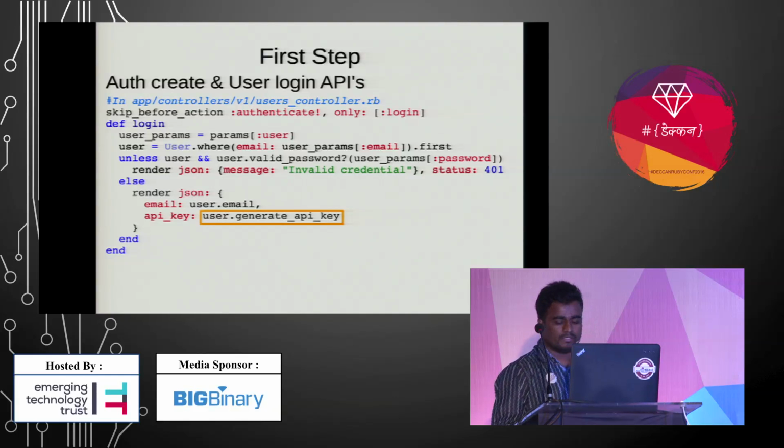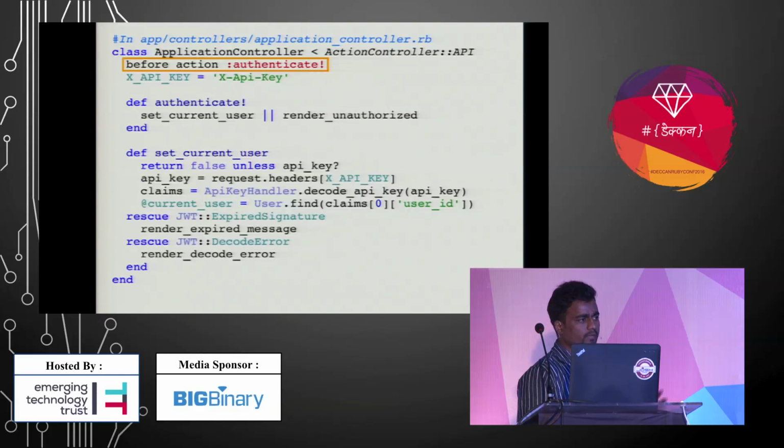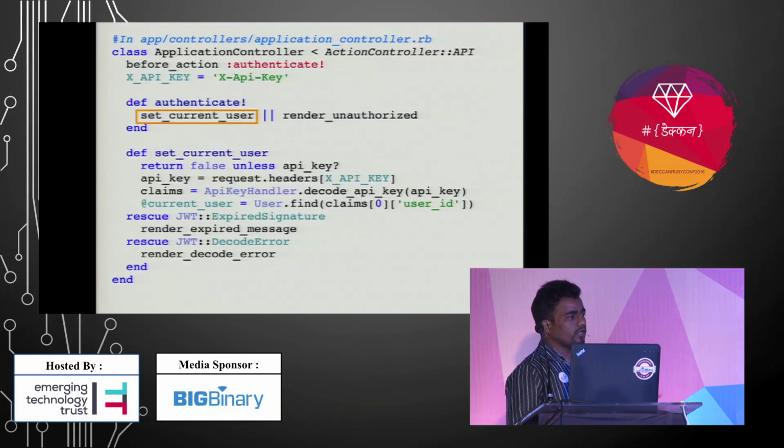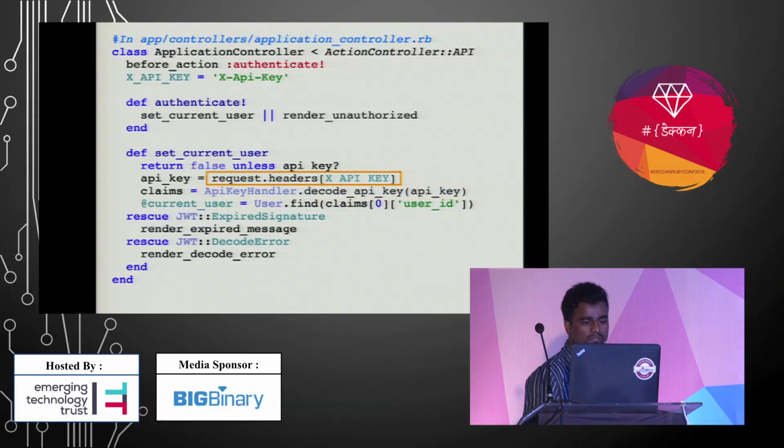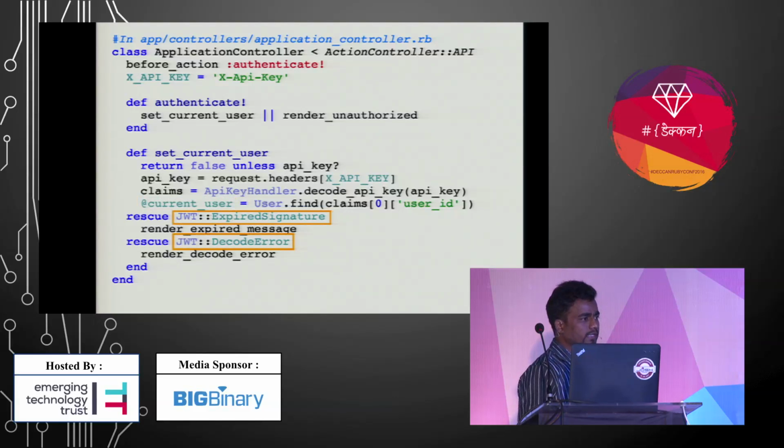And while accepting this encoded API key in the application controller, I am authenticating each API request by setting the current user or rendering an unauthorized response. I'm decoding my API key, which is received in headers, and setting the current user. If you notice, I am also handling expiration and decode error exceptions, so your client should get appropriate messages.